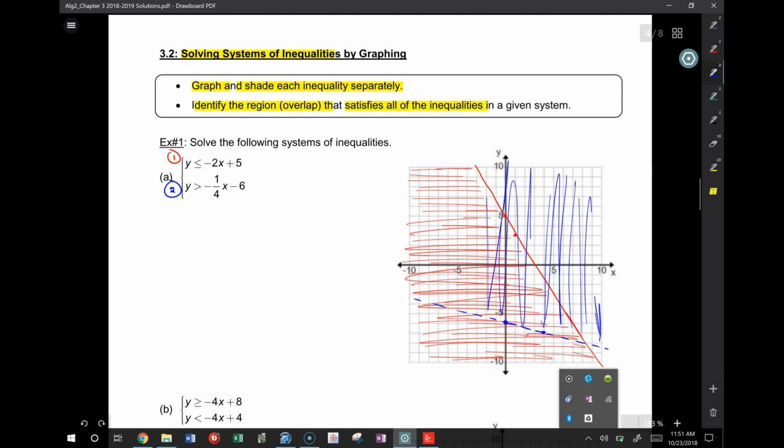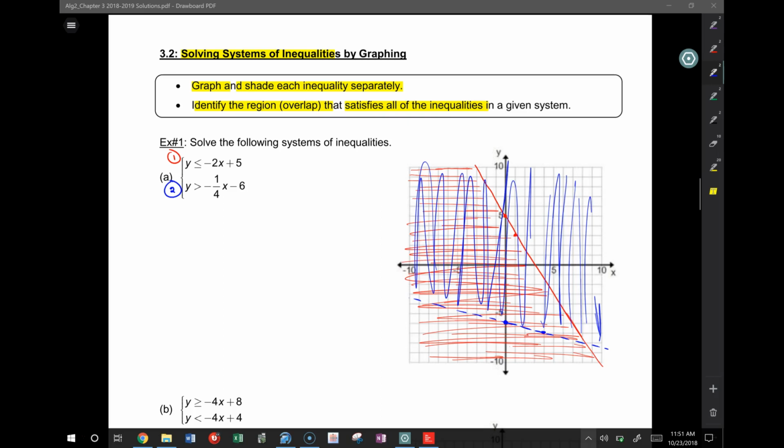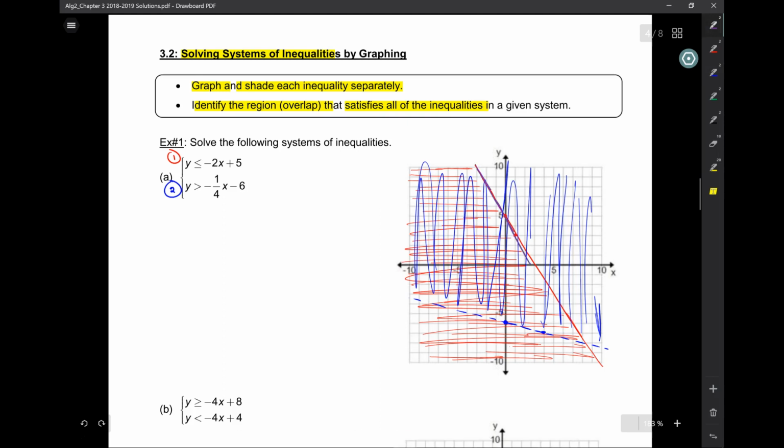region. Now, sometimes there will be a region where the two shadings will overlap, right? So do you see that region here? It's basically this. Here, let me do it with the highlighter. So basically it's this region, right? So that highlighted region is the solution to this problem.